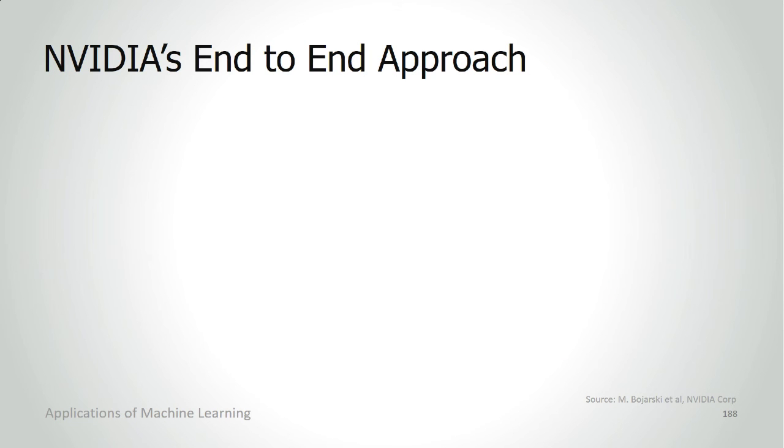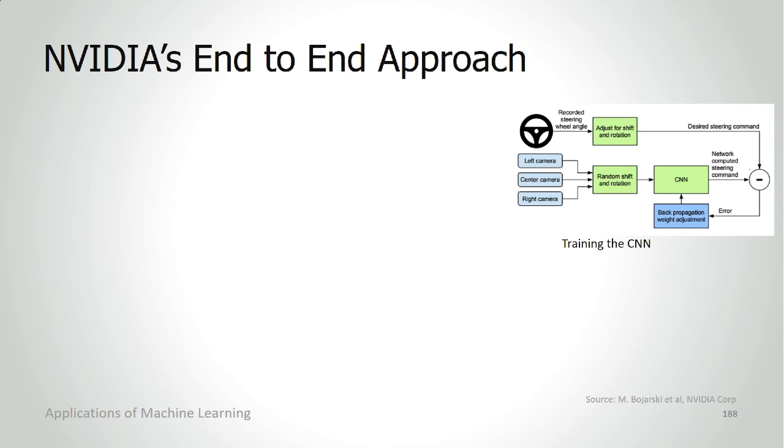So I'm going to talk about another approach to using machine learning for self-driving cars. Let's talk about NVIDIA's end-to-end approach. What do we mean by end-to-end approach? That means we're mapping raw pixels from the camera into steering commands.